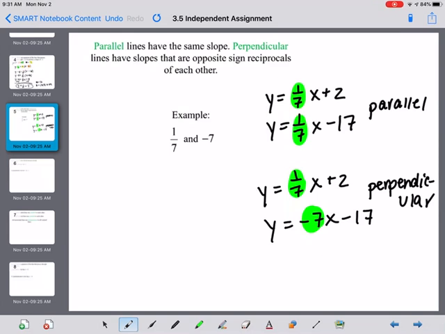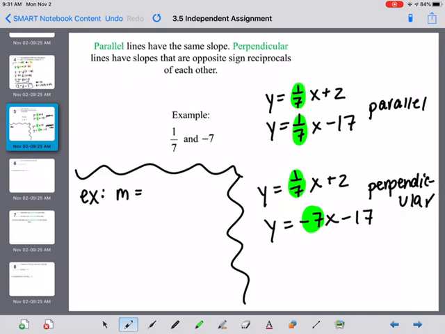Okay, so to find the opposite reciprocal, we're basically just going to take the opposite sign and we are going to reciprocate the fraction, meaning flip it. So for example, if I have a slope of 2, then my opposite reciprocal would be negative 1/2. If I have a slope of negative 3/4, my opposite reciprocal would be positive 4/3.